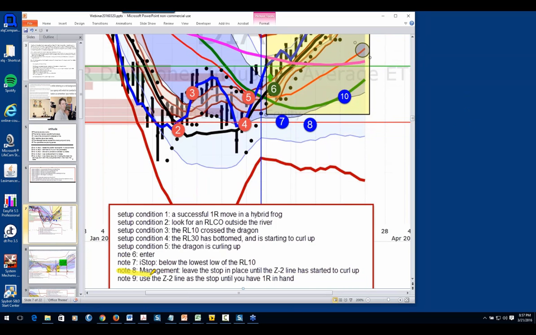So that's note number 8. Over here by note number 8, you notice in this highlighted area that the Z2 line has started to slope upward. So at this point, we can start moving. So we're already into this 1, 2, 3, 4, 5, 6, 7 bars, and then the Bollinger Band Z2 line started to curl up.